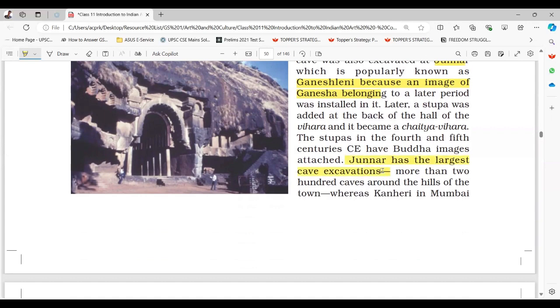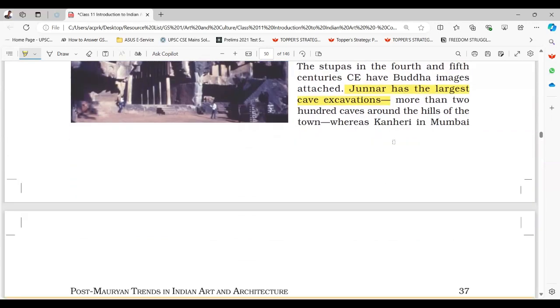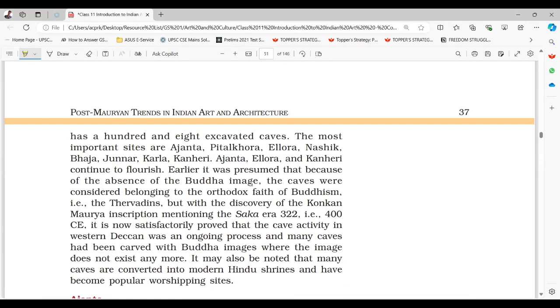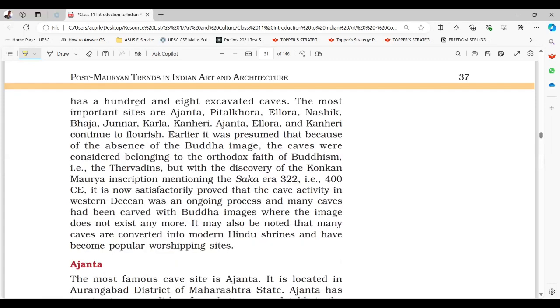Junnar has the largest cave excavations, more than 200 caves around the hills of the town, whereas Kanheri in Mumbai has 108 excavated caves. The most important sites are Ajanta, Pitalkhora, Ellora, Nasik, Bhaja, Junnar, Karla, and Kanheri. Ajanta, Ellora, and Kanheri continue to flourish.